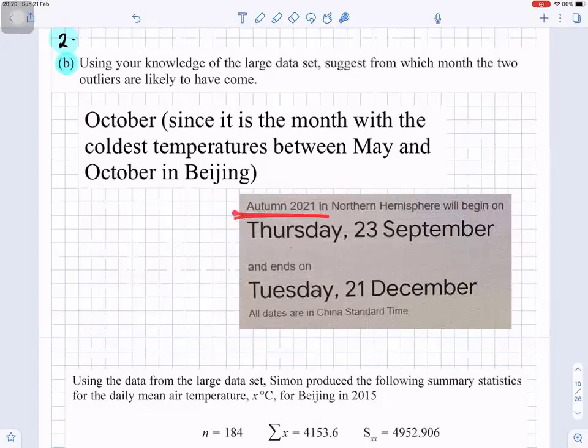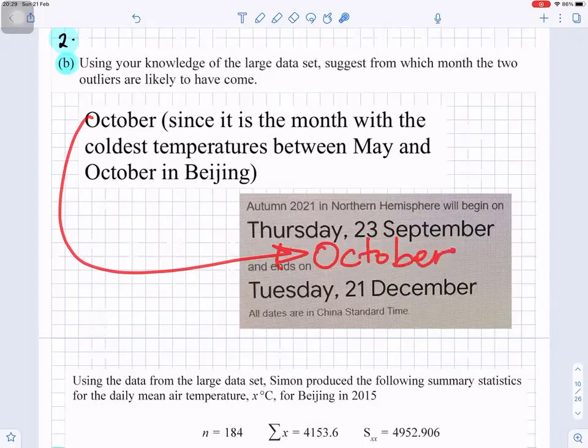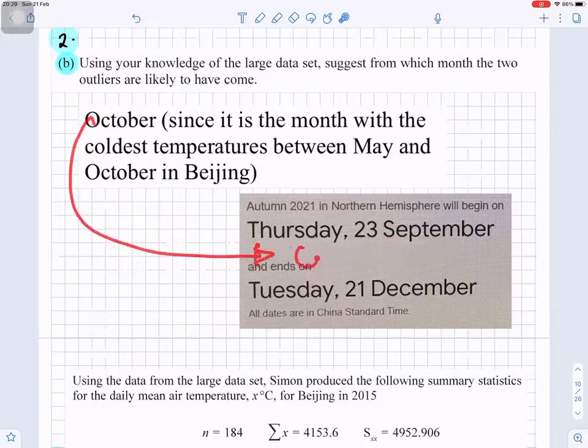So say, for example, autumn for 2021 in the northern hemisphere will begin on Thursday, 23rd September and end on Tuesday, 21st December. So October is in the middle there. And all days are in China standard time. So since October is in the middle there, it's autumn time, and that will be the cold time. So that's why we chose the month of October. And Beijing is in China and it's in the northern hemisphere.